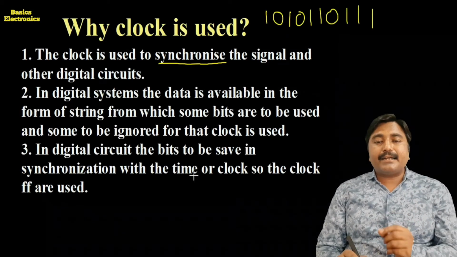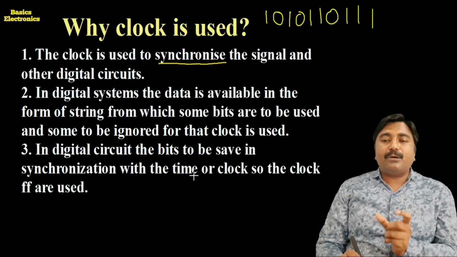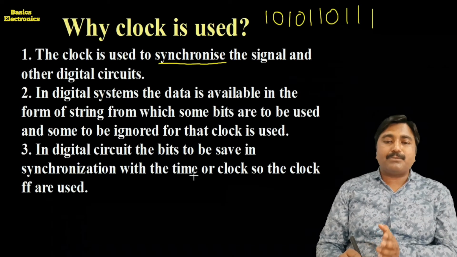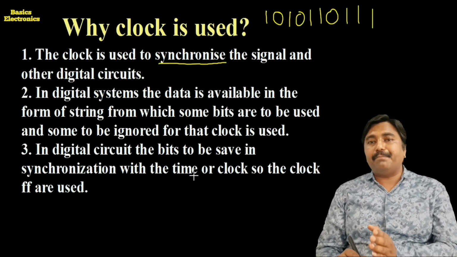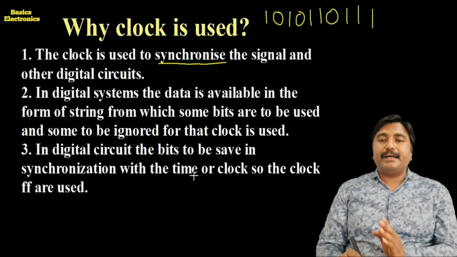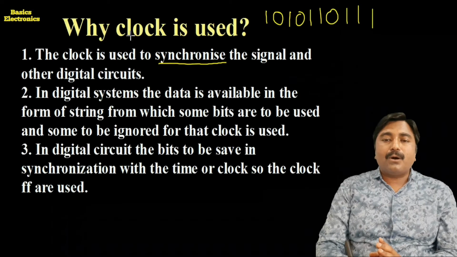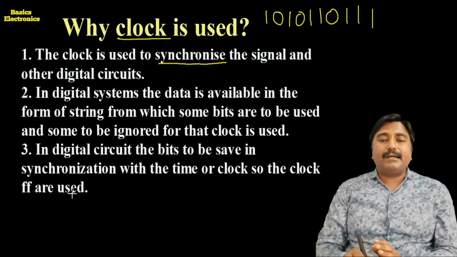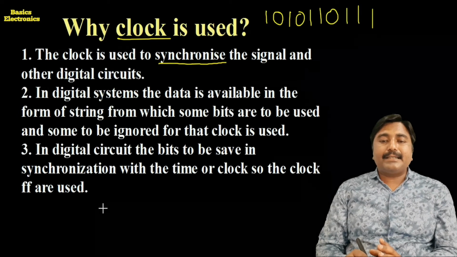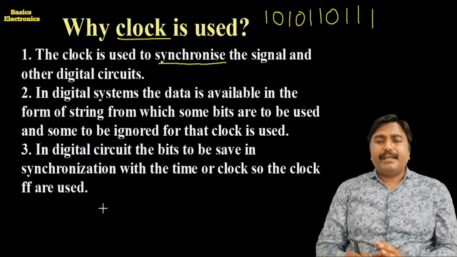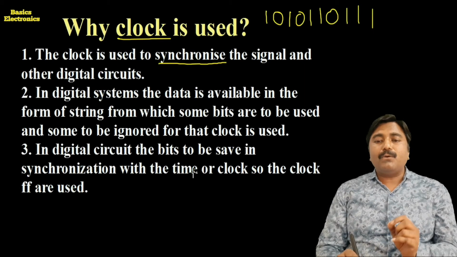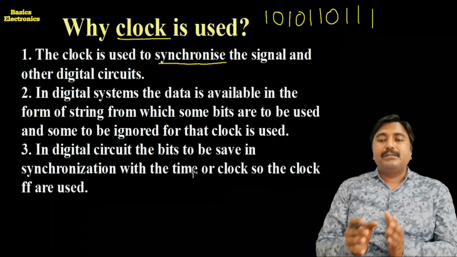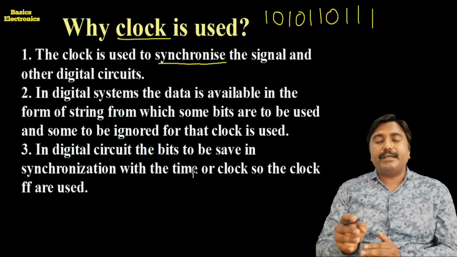The second reason is that if a string of data is available, then some of the bits we have to pass, some we have to save, and some we have to ignore. So for that we have to use the clock pulse in a circuit. The third reason is that in a digital system we have to save some bits in synchronization with time. Therefore we require the clock pulse.